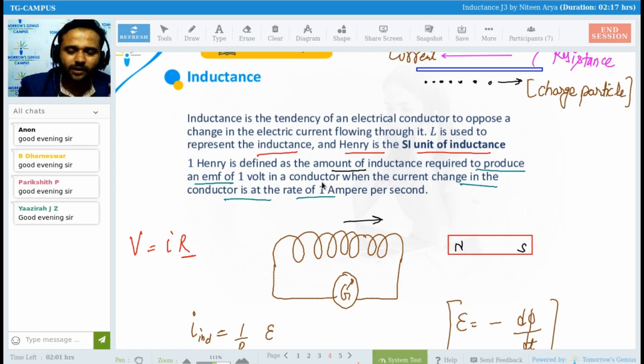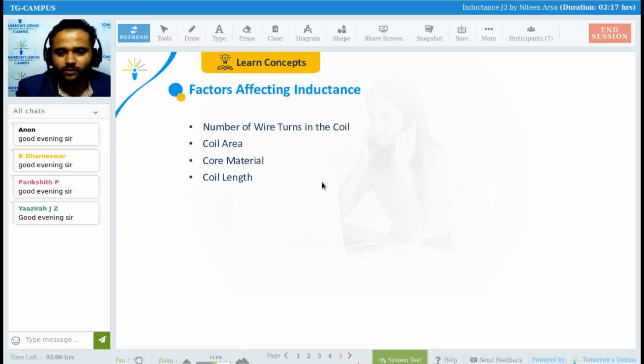Okay. So in this way, like we have a resistance to oppose the flow of current, in the same way, whenever the induced EMF is generated, the amount of current is going to change. Why? Because, as we know, the north pole and south pole of this coil are going to change, so the current needs to change per unit time because the magnetic flux is changing per unit time. So inductance of 1 Henry is defined as the amount of inductance required to produce an EMF of 1 volt in a conductor when the current change is at the rate of 1 ampere per second. I hope and believe it is clear to all of you.